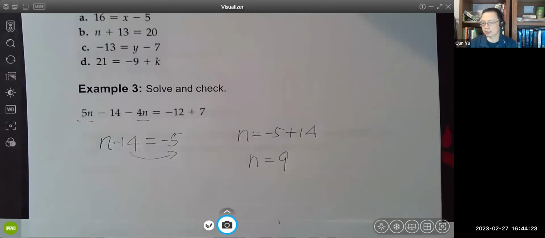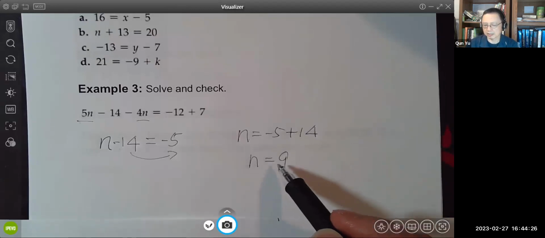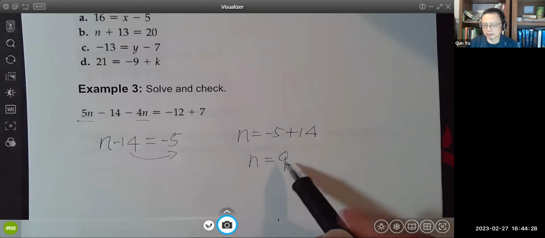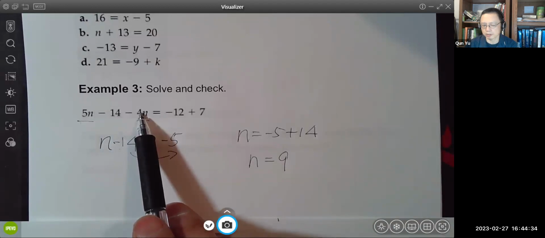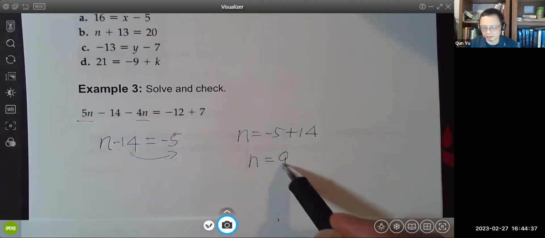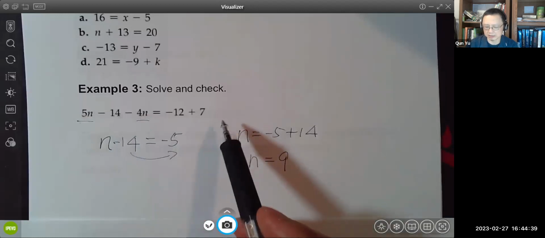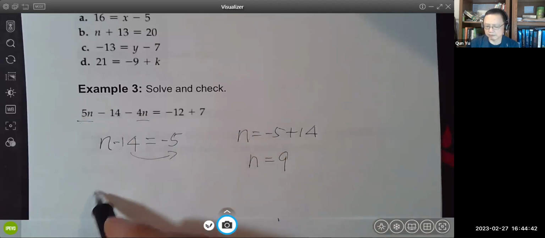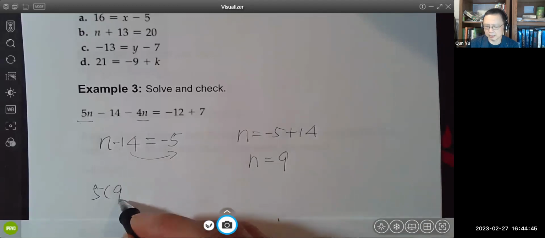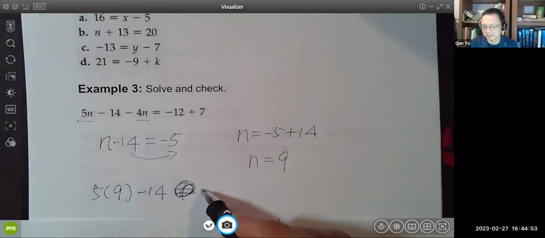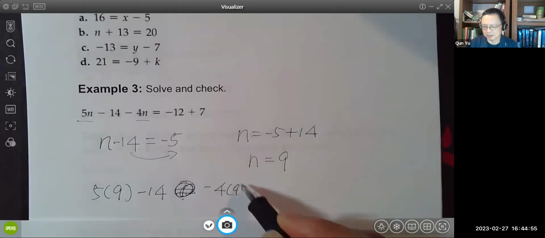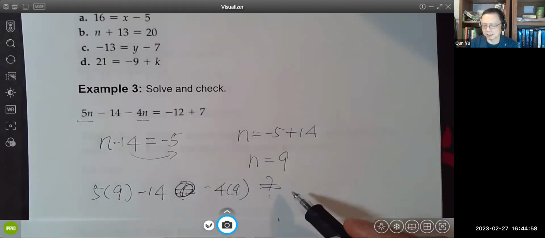Now let's check our answer. We learned this in the previous video actually: we check our answer by replacing this variable n in the original equation with this answer to see if it makes the equation equal or not. So on the left-hand side, we have 5 times n, which is 9, minus 14. On the other side, we want to check if they're equal or not. Oh, sorry about that, there's another term. Minus 4n, 4 times 9. On the other side, we have -12 plus 7.